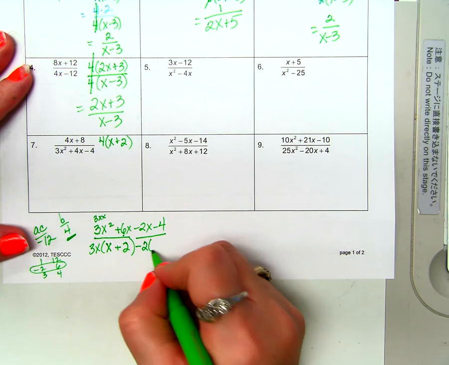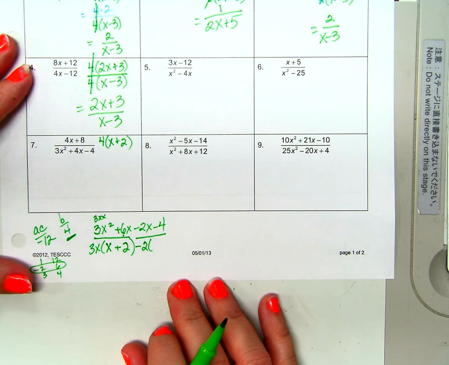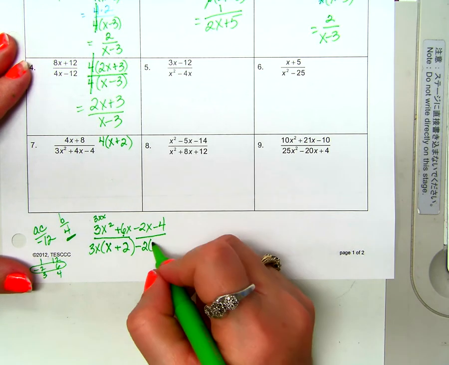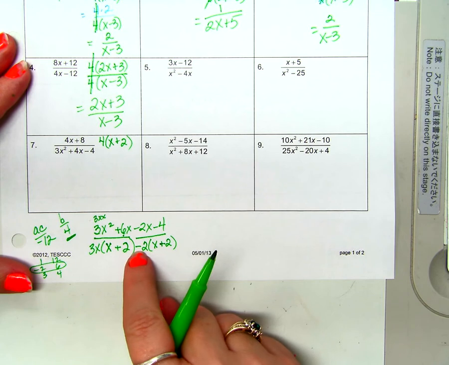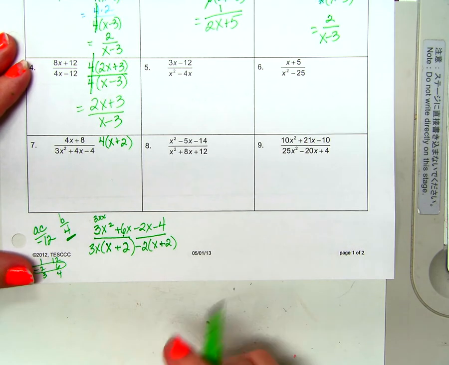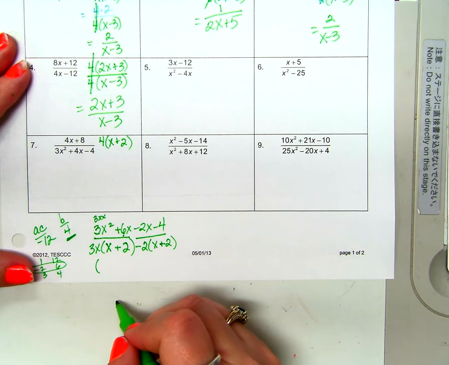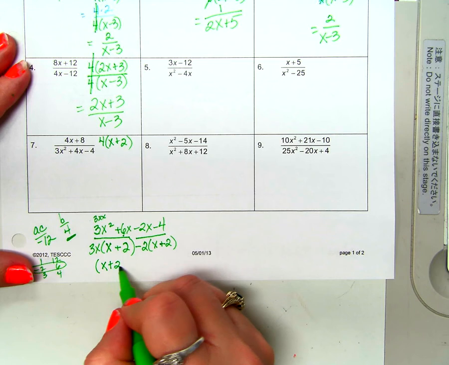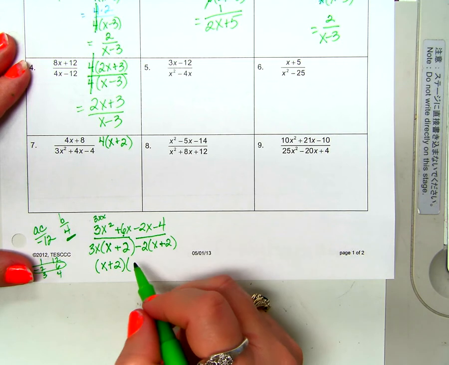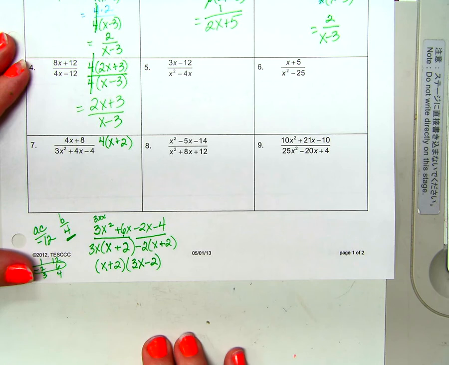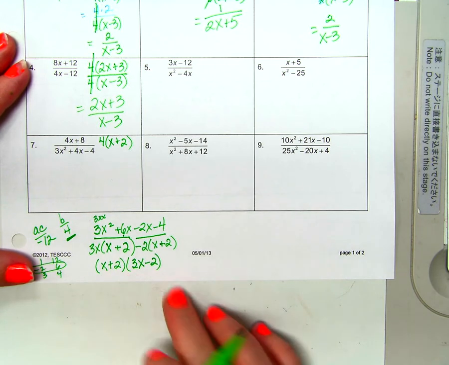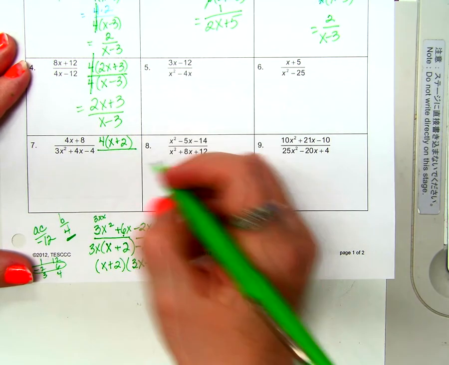Negative 2. What's left over? X plus 2, right? If I'm taking out a negative 2. So what did they have in common? An x plus 2. And what did I factor out of each term? A 3x and a negative 2. So guess what that is? That's the denominator.